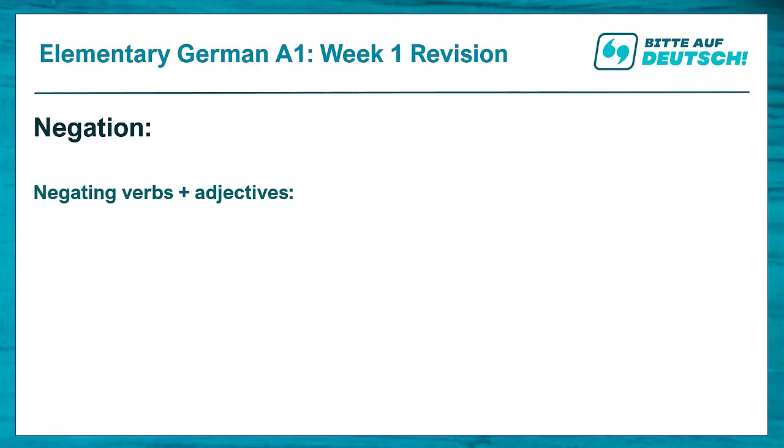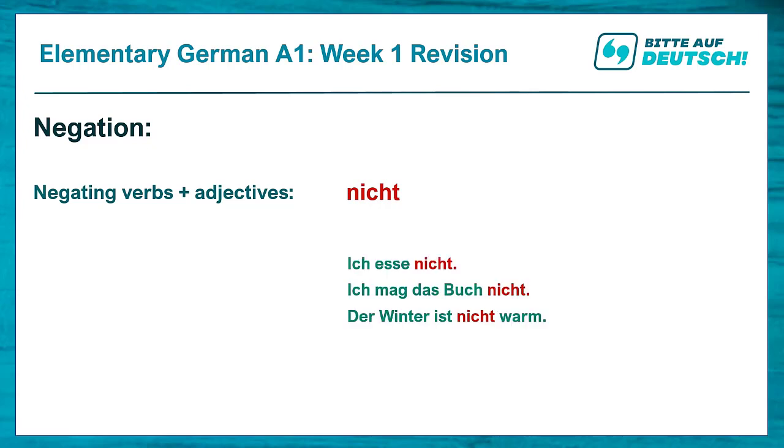You might remember from our example sentences in the first 4 lessons that we use the word nicht to negate verbs or adjectives. Typical examples could look like Ich esse nicht. I don't eat. You negate the verb by putting nicht at the end of the sentence. Ich mag das Buch nicht. Here again, we negate the verb mögen, to like. We add the object in between, and nicht remains at the end of the sentence.